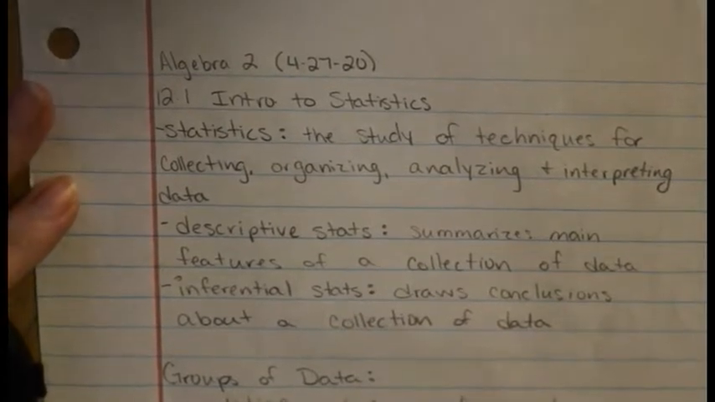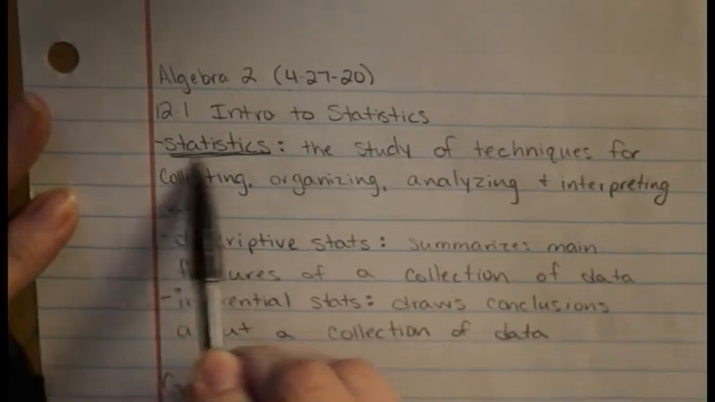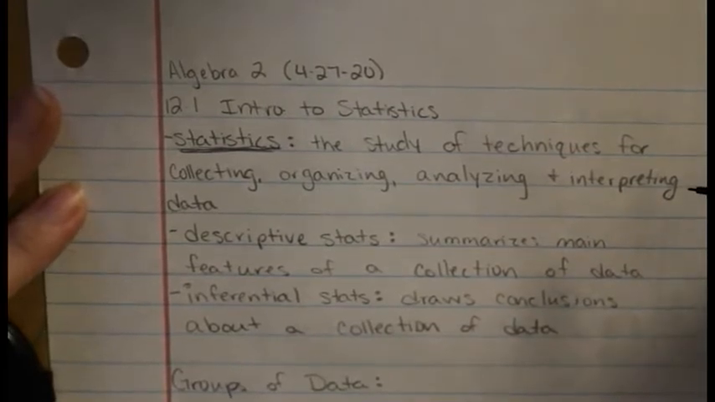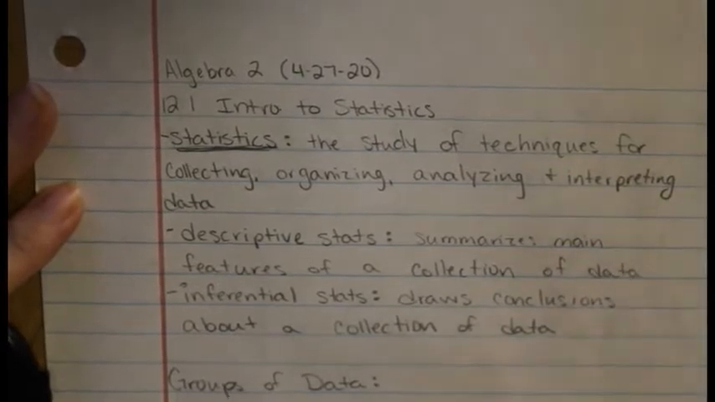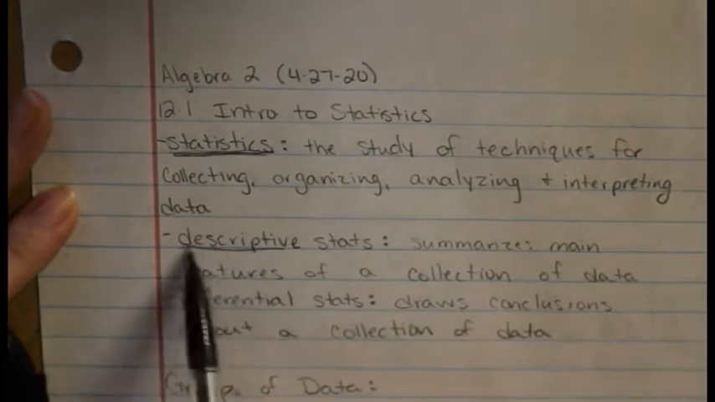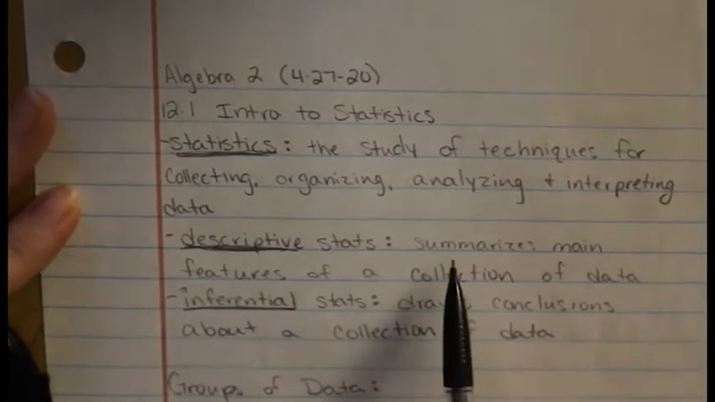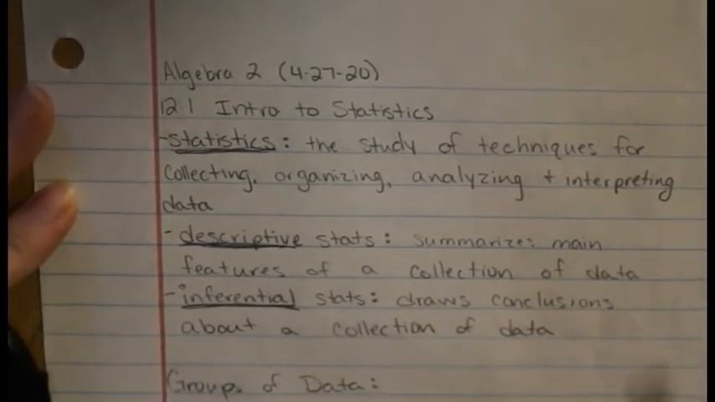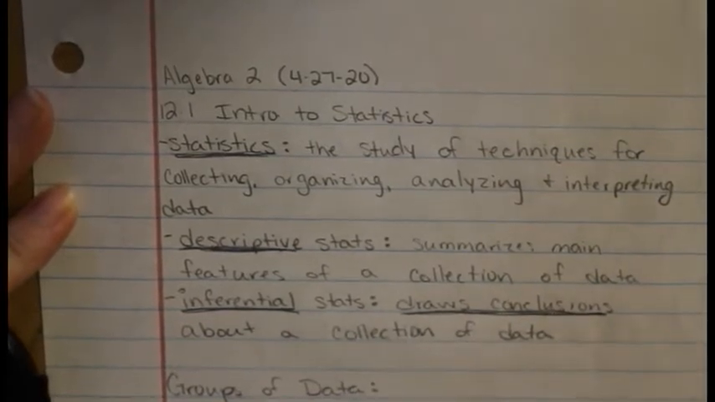these words mean. So the first thing is, what is statistics in general? So statistics, according to your book, is the study of techniques for collecting, organizing, analyzing, and interpreting data. So there are two different types of statistics that we are going to talk about here. We've got descriptive and we've got inferential. So descriptive stats summarize the main features of a collection of data, whereas inferential draws a conclusion about a collection of data. So you infer with inferential data.